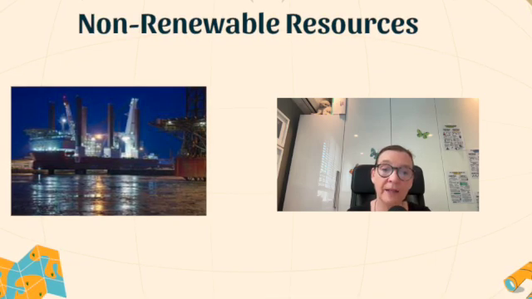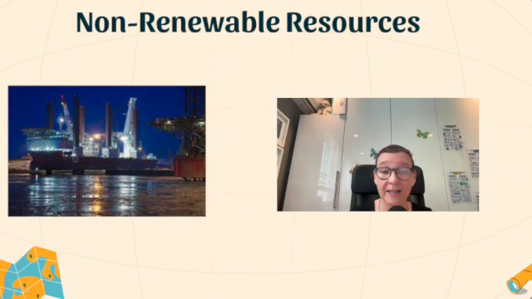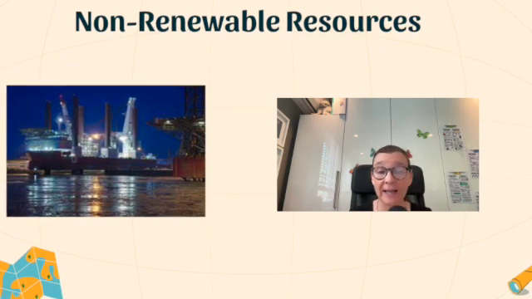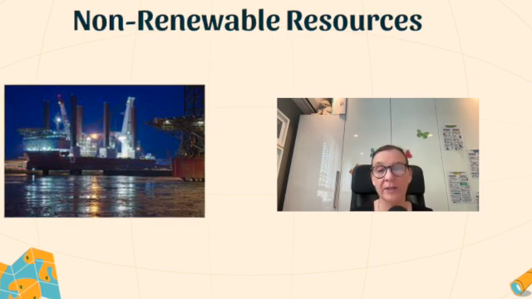Finally, we often think of water as renewable. In some places, it can act as a non-renewable resource. Freshwater supplies can be limited, especially in dry regions. If water is overused or polluted, it can be very hard to replace. So overall, non-renewable resources are extremely important to modern life, but they come with serious challenges. On the exam, remember to connect this concept to sustainability and think about how human reliance on these resources impacts the environment and future generations.